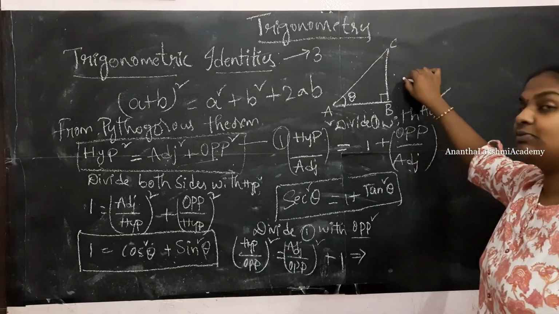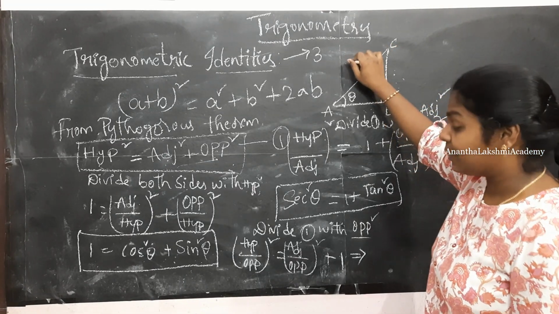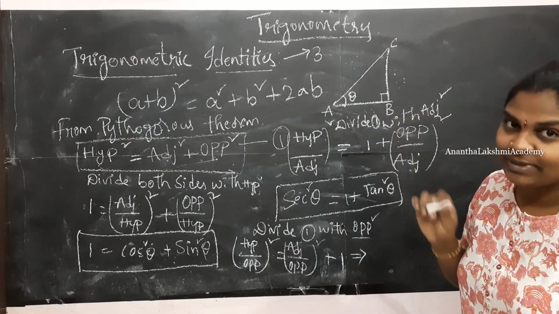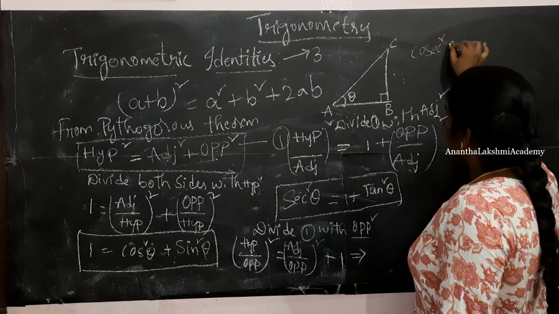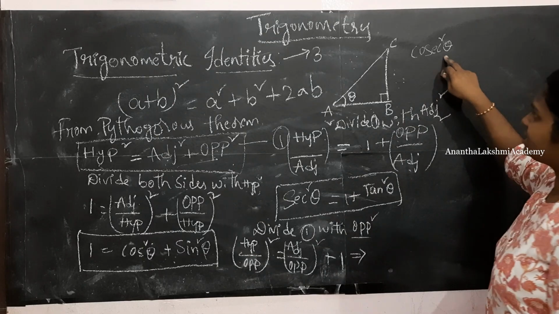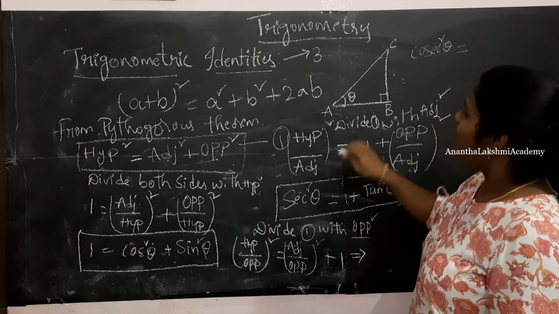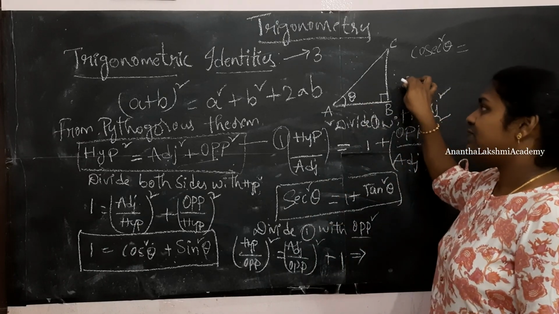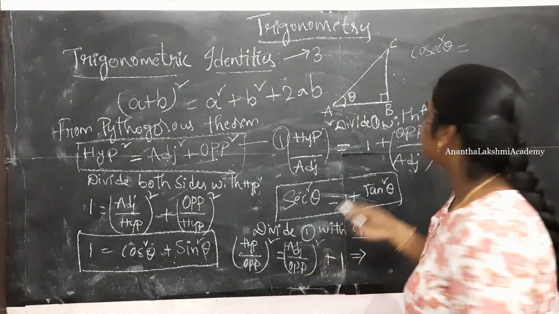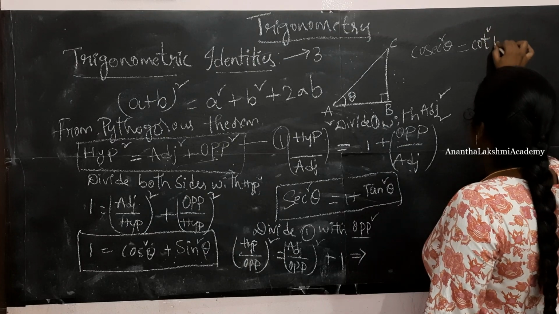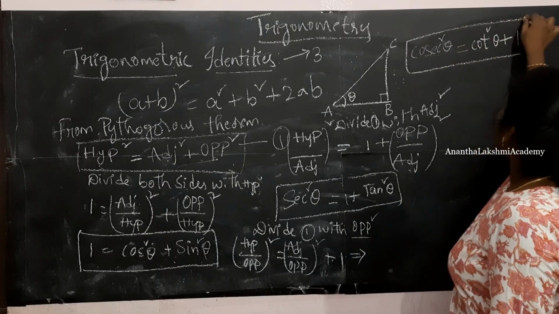Hypotenuse by opposite. What is hypotenuse by opposite? Opposite by hypotenuse is sine. Hypotenuse by opposite is nothing but the multiplicative inverse of sine, which is nothing but cosecant. Since there is a square, I am writing it as cosecant square theta is equal to 1. Adjacent by opposite. What is adjacent by opposite? Opposite by adjacent is tan. Adjacent by opposite is multiplicative inverse of tan, which is nothing but cot, plus 1. Here we are with the third identity.